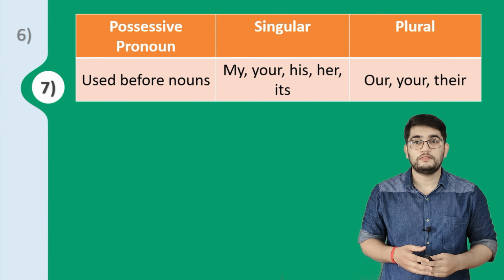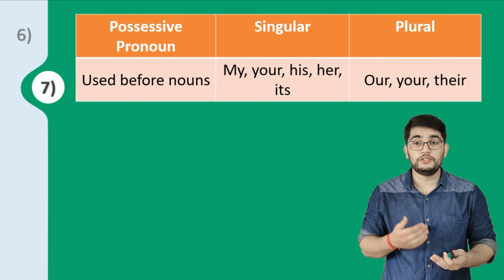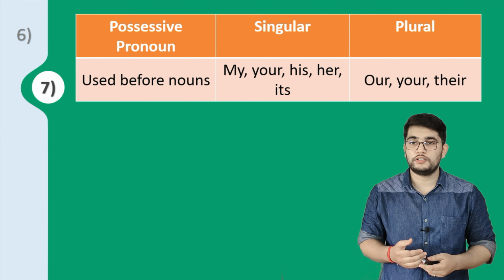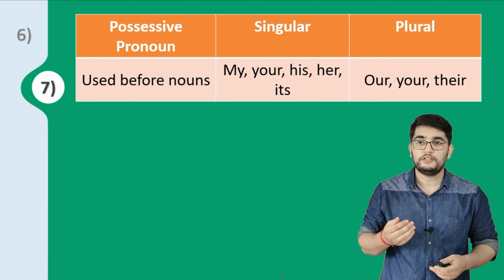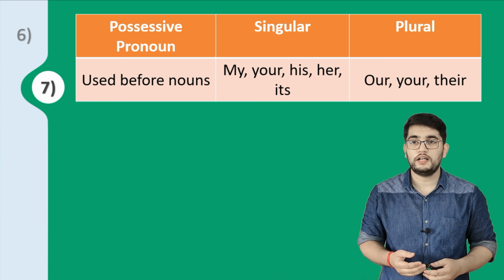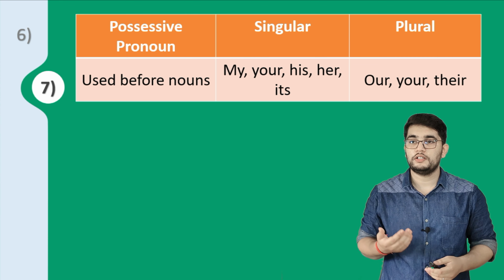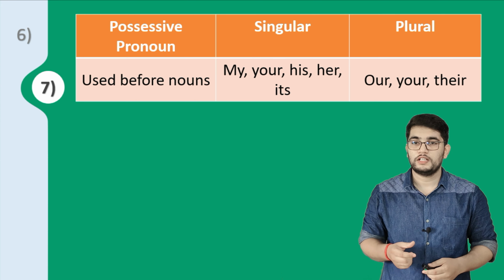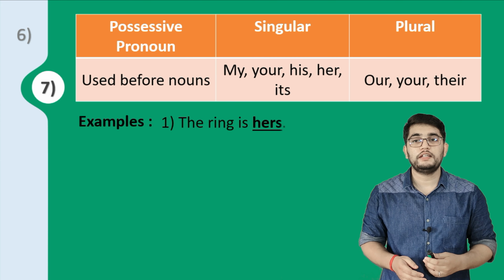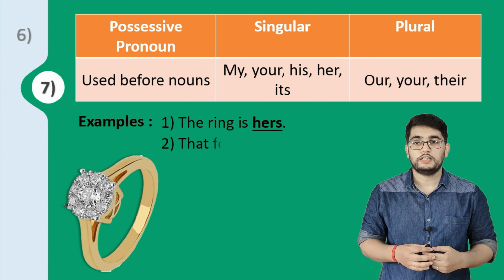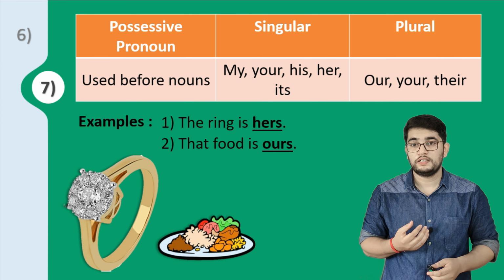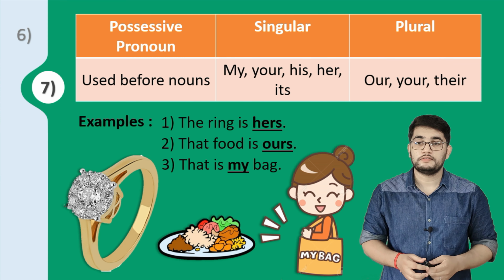Let's see the chart. Possessive pronoun which is being used before the nouns. In that singular form we can use my, your, his, her and its. While in plural form we can use our, your and their. Let's see the examples. The ring is hers. That food is ours. That is my bag.